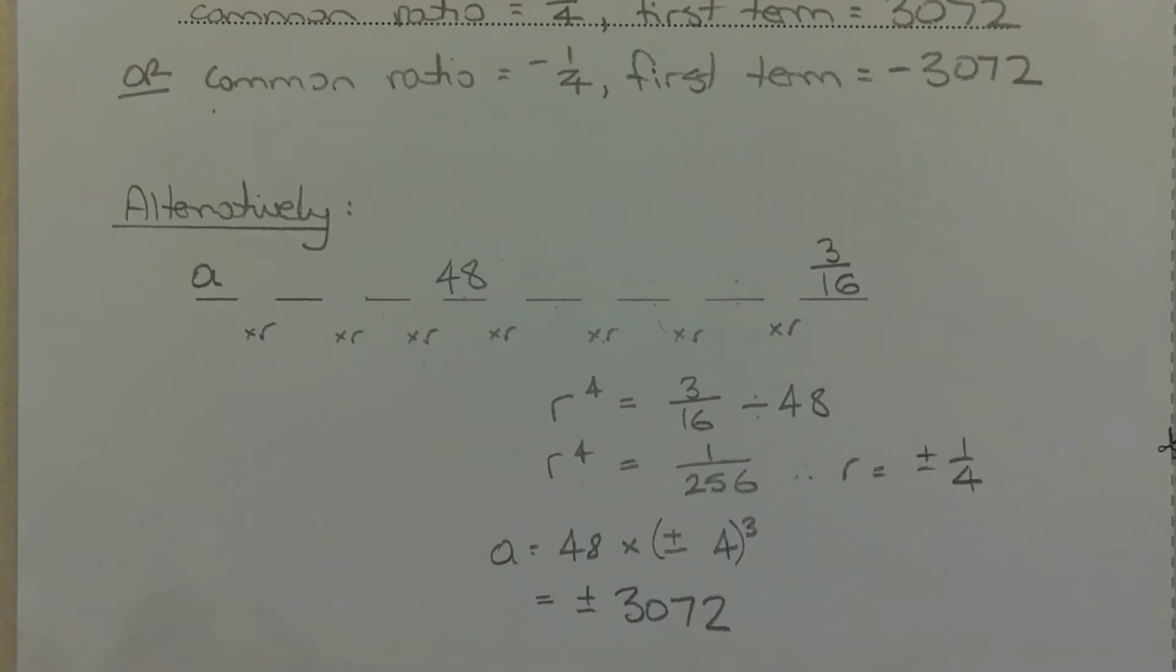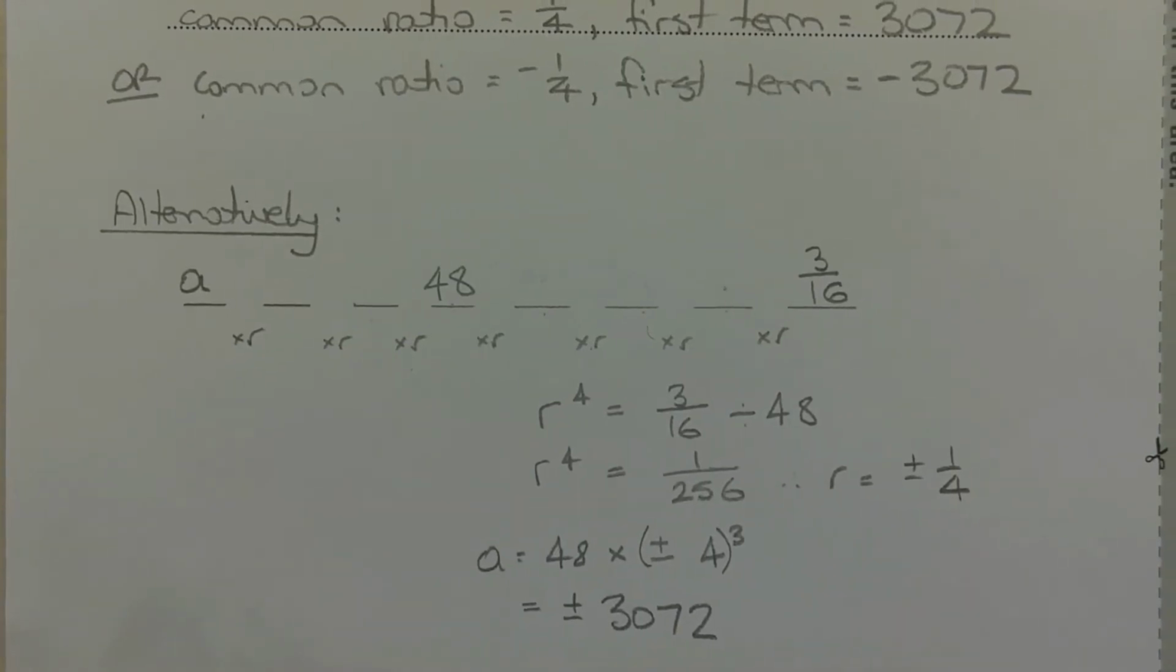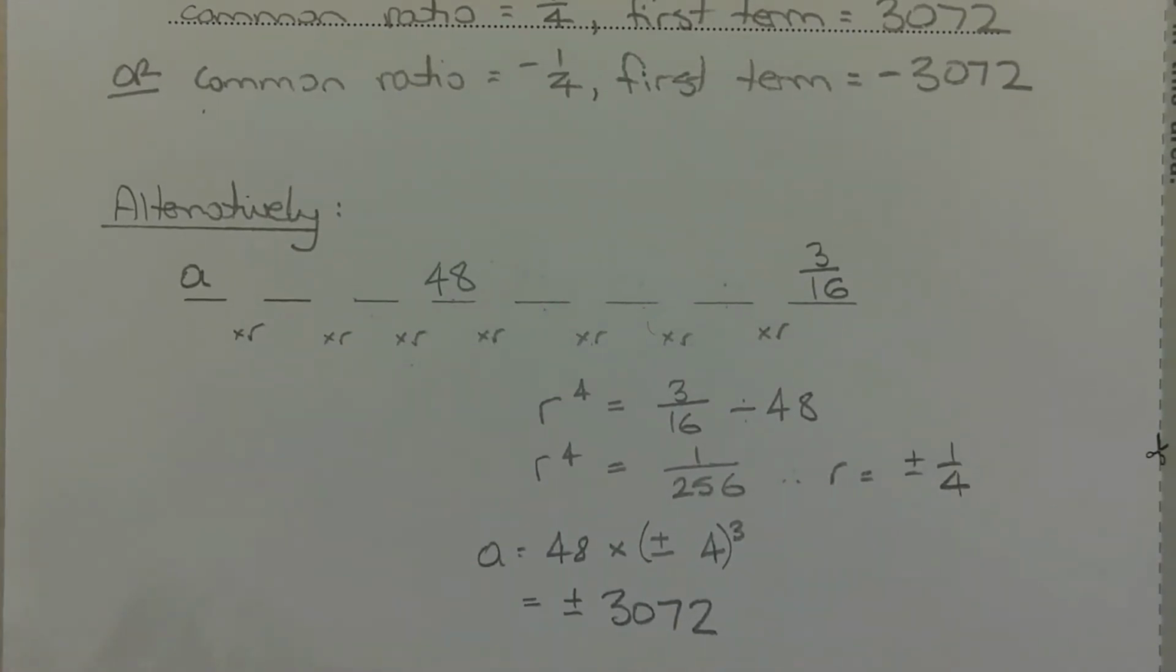Alternatively, we can use a diagrammatical approach to solve this problem. I've used a dash diagram here with 8 places. So there's our first term. If we multiply that by r, we get the second term, so that's ar, ar squared, ar cubed, ar to the power of 4, and so on, until we get to ar to the power of 7.